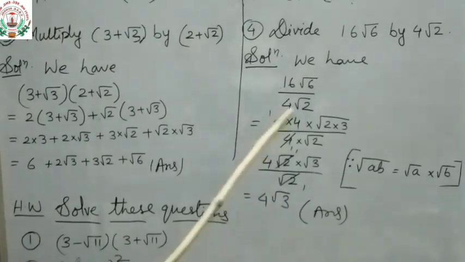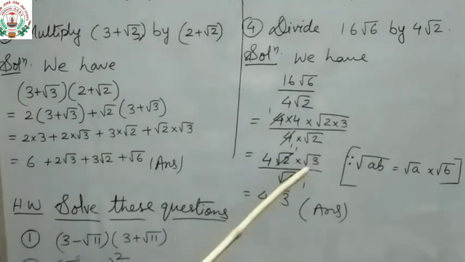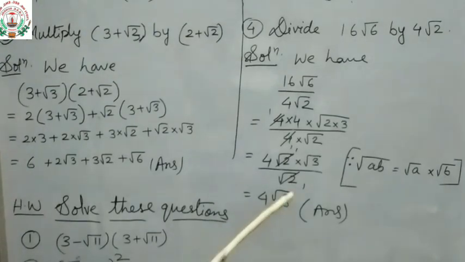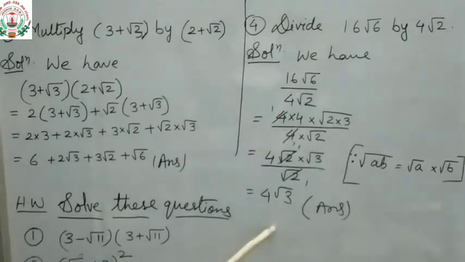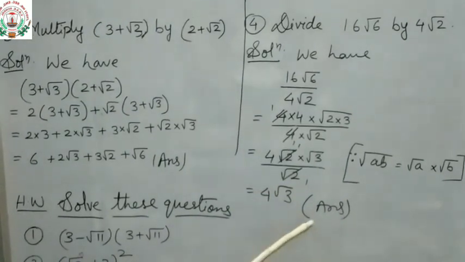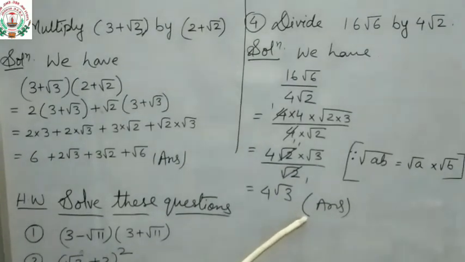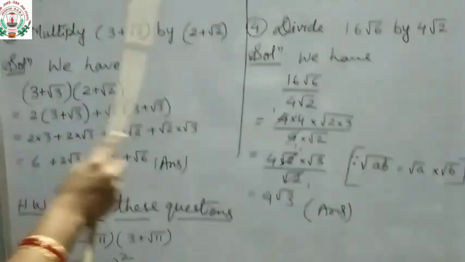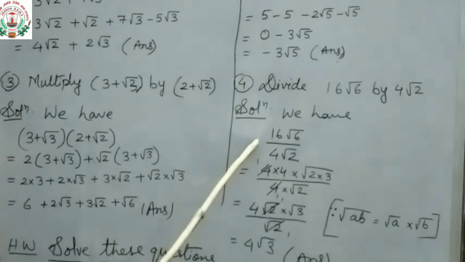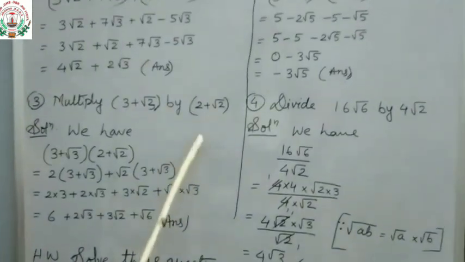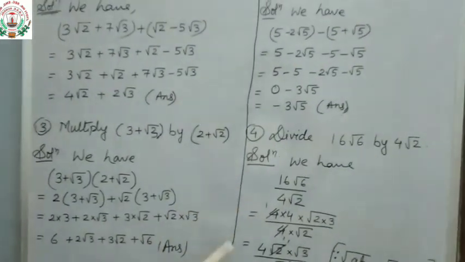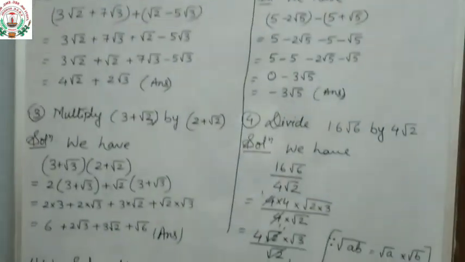Now in the numerator, what is left out? 4 and here root 3. Denominator nothing, 1. So 4 root 3 will be the answer. Clear? Understood? The 4 methods of that real number solution I have done. You have seen now. Now some questions I am giving you as homework to solve.